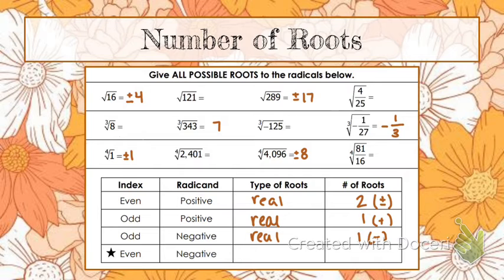And then finally, if we have an even index and a negative radicand, we don't have any examples of that, but that would be like saying the square root of a negative number, and when we have a square root of a negative number, we get imaginary roots, and we get two of them. We get a plus or a minus.